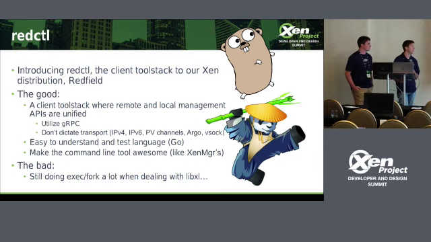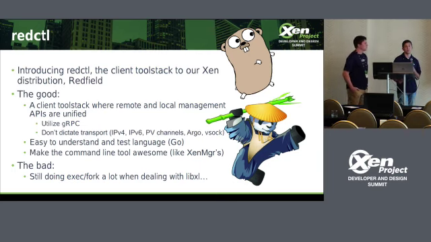So there's some properties there that make it nice to have for teams that you might not necessarily have people who have tons of experience in a particular language. You can have people spin up very quickly. And the command line tool for redctl is, I wouldn't say it's quite up to Xen Manager's kind of ease of use, but we're working on it. We have a lot of the autocomplete and stuff like that in there, and hopefully we'll continue improving that over time. And the bad, we're still doing exec fork like Xen Manager does.